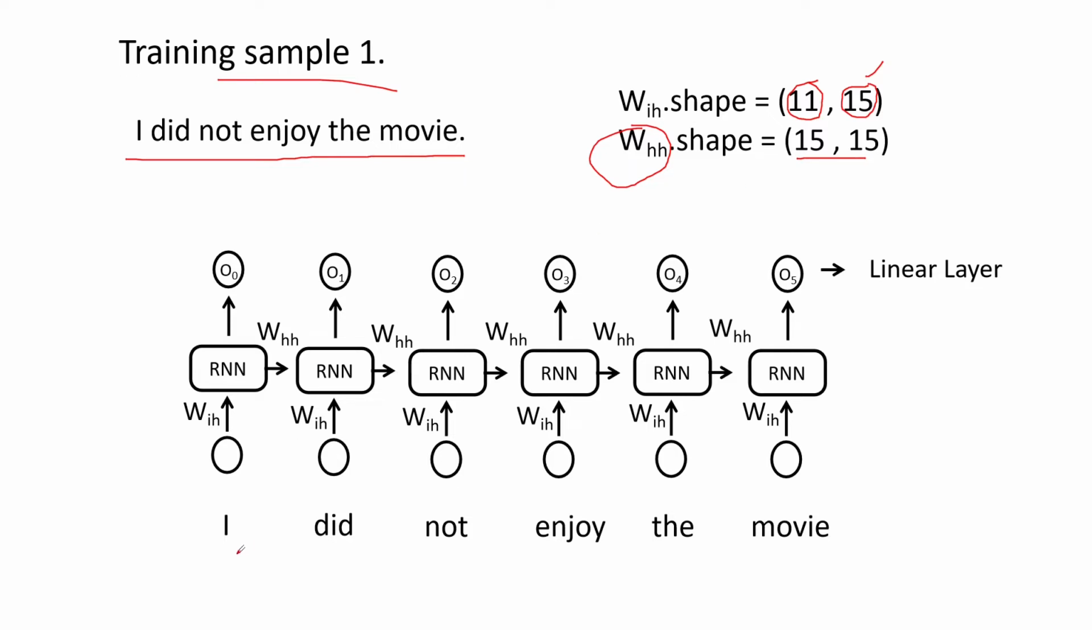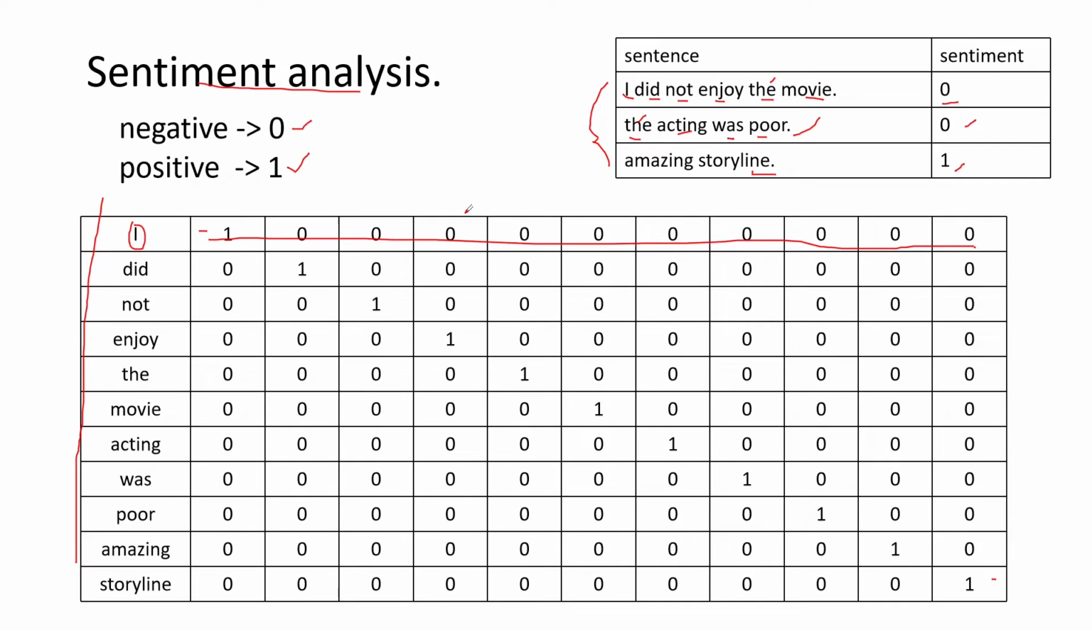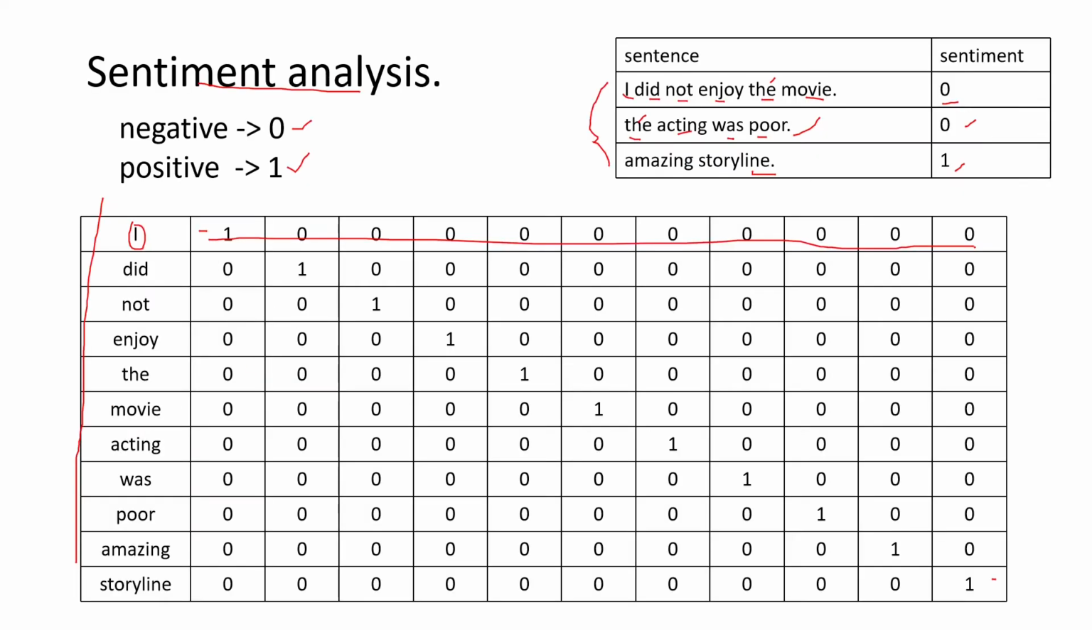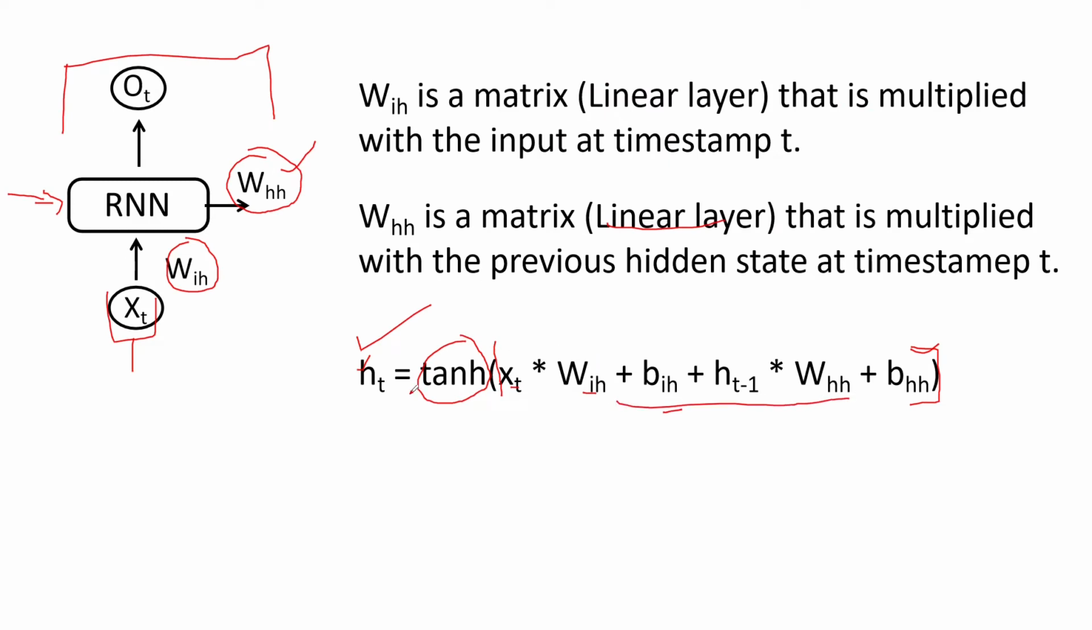So how the training will take place: at the first timestamp, I's vector will be given here and multiplied by WIH. We will see how this multiplication takes place, and then it will go over here. Since this is not having any input, we will assume it to be all zeros, zeros of 1 cross 15. We will see in the next slide that the 1 cross 15 dimensional zero will be multiplied by WHH, and they will be added. Then tan H will be applied so that it becomes H of T.